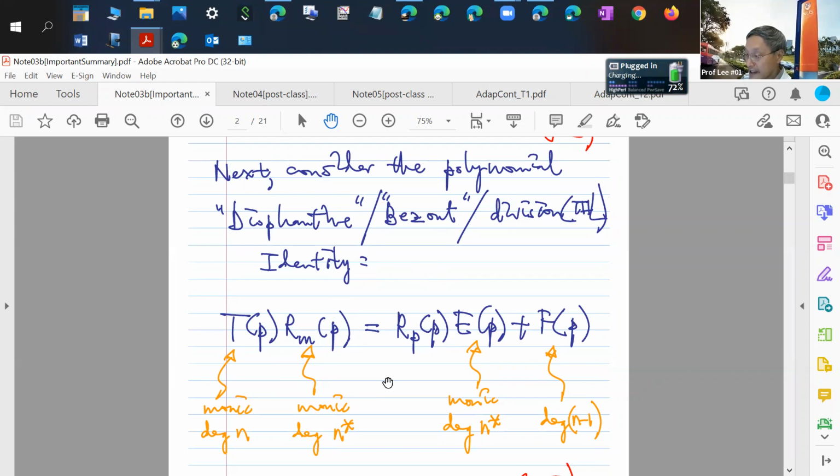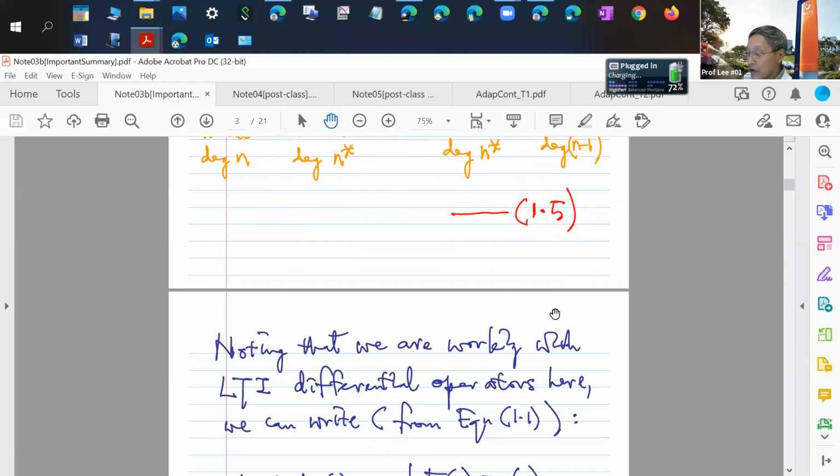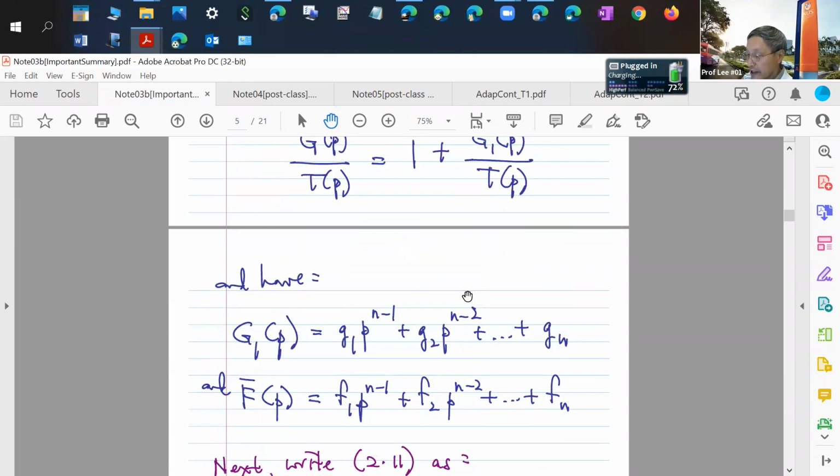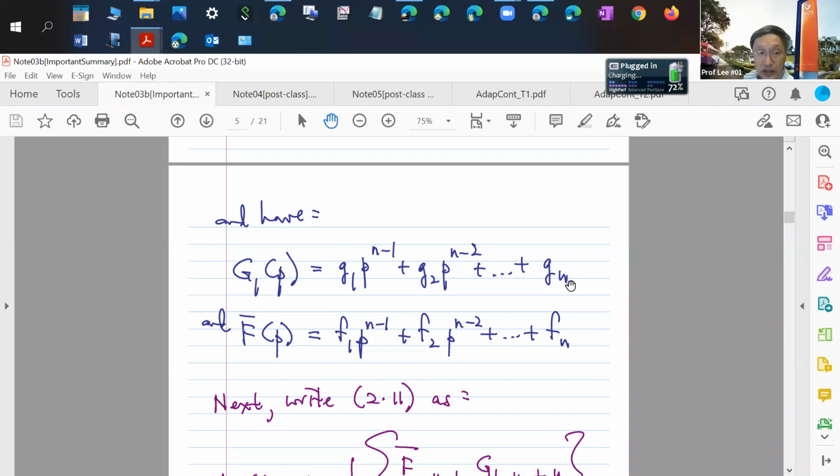If you knew exactly Rp, you can calculate all the numbers in E, you can calculate all the numbers in F. And then you go along, with all these numbers known, and you check carefully that by the time you reach this stage, if you assume you know the system, and since T is a design polynomial that you choose, Rm is a design polynomial that you choose, after you proceed with the calculations, you will see that you can exactly calculate this n set of numbers, G1, G2 to Gn, and this second n set of numbers, F1, F2 to Fn. So you can exactly calculate it.